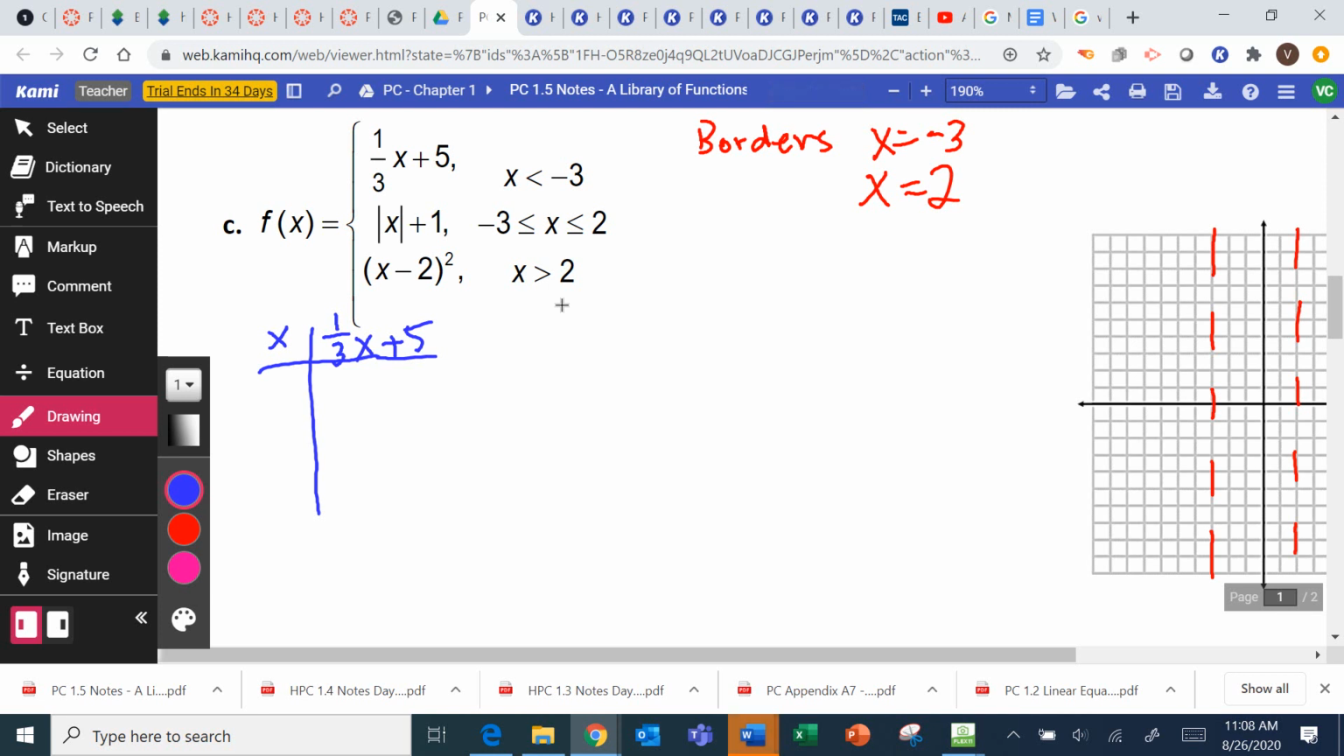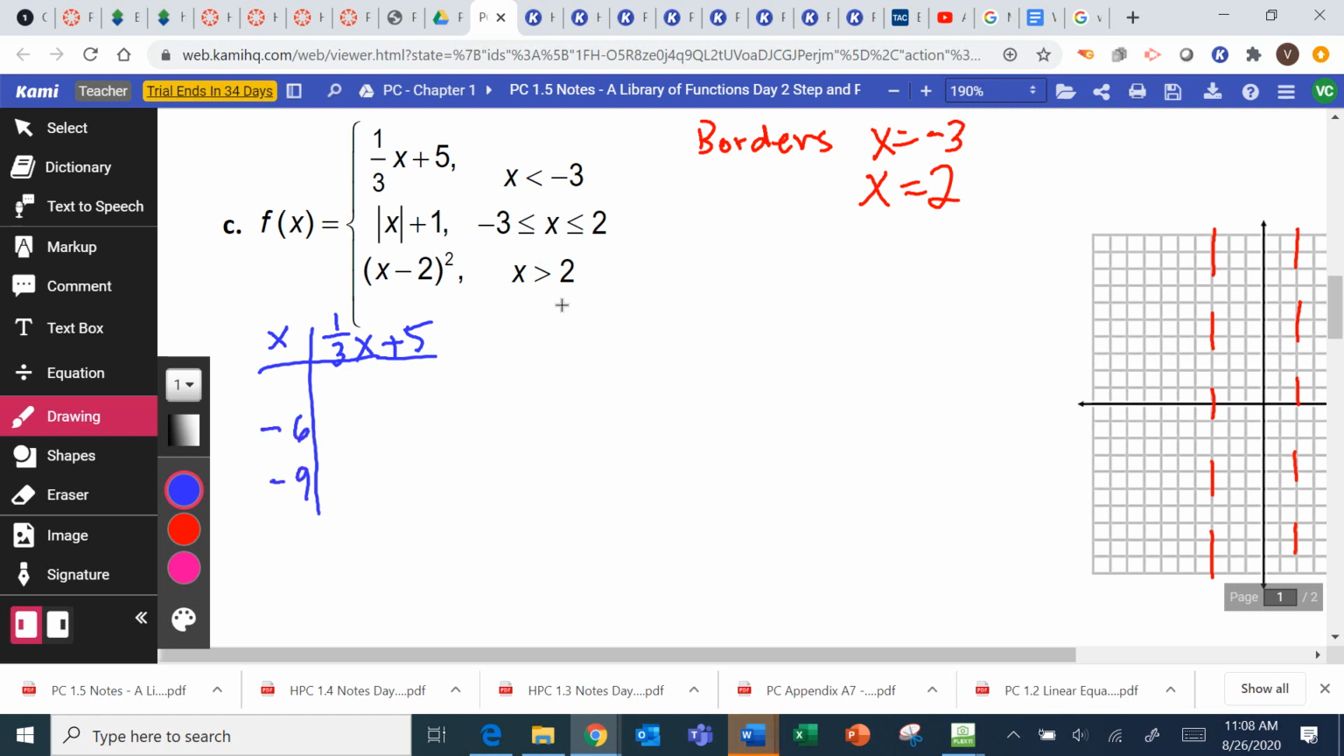See, I knew you would do that, and that's why I wanted to call on you. Did you hear his answer? He was looking ahead, and he said, I want to make this easy on myself. I'm not going to pick -4, because that's going to give me a fraction. I'm going to pick numbers that don't give me fractions. So he said, I'm going to pick -6 and -9.